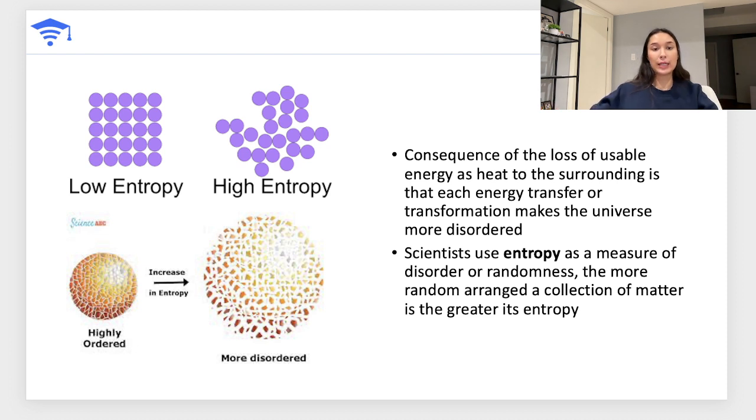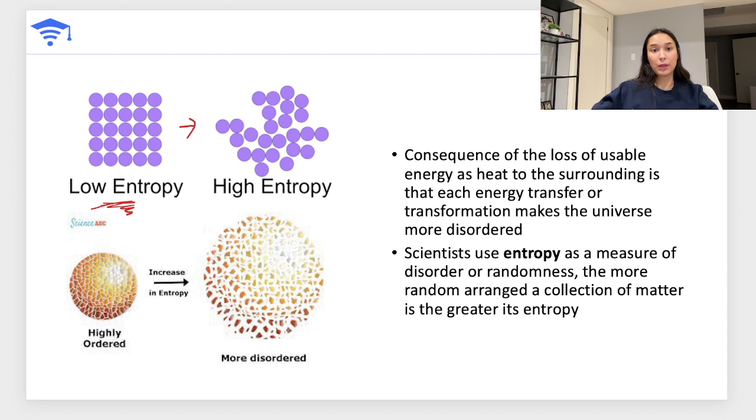Okay? So if we look at this one here, it has low entropy. It's very ordered, or it's not random at all. I like to think of this as very ordered. It's in a perfect grid. They're perfectly beside each other. There's little room for them to move, and they're very ordered.